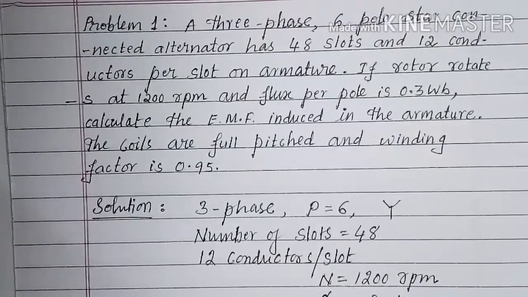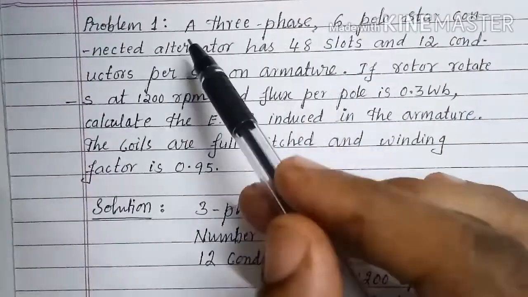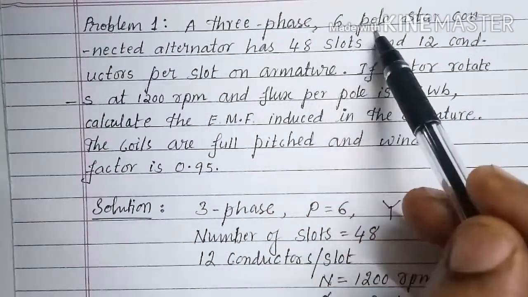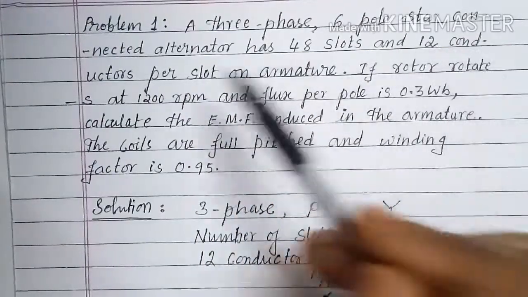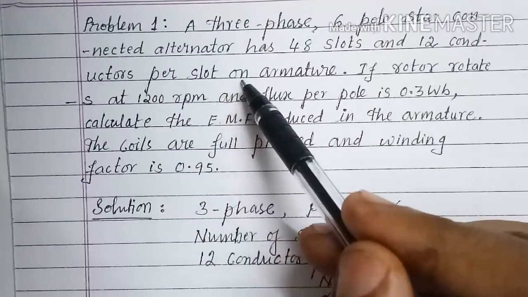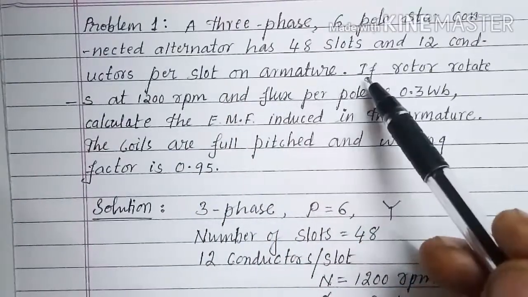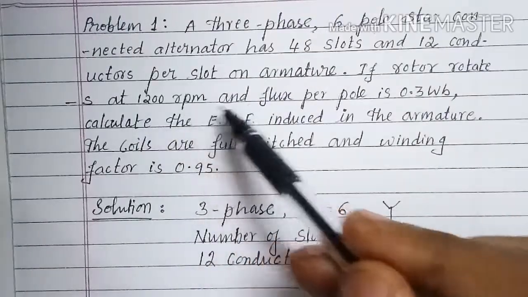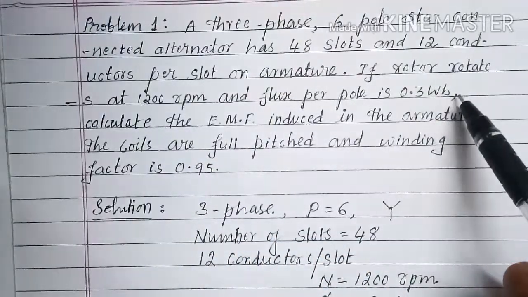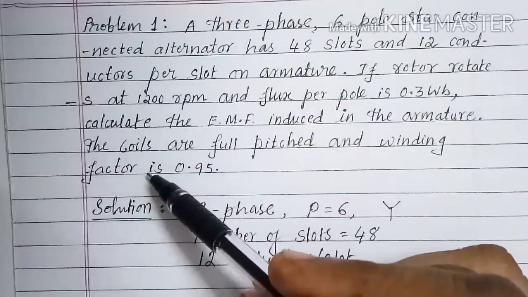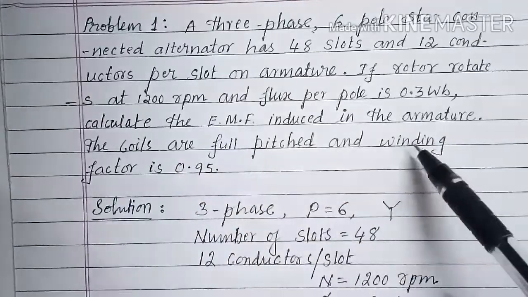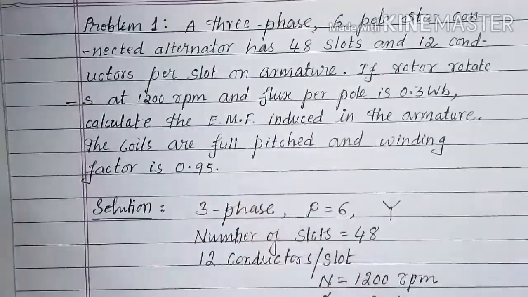Now we will solve problems based on EMF equation of an alternator. Problem number 1. A 3-phase 6-pole star connected alternator has 48 slots and 12 conductors per slot on armature. If rotor rotates at 1200 rpm and flux per pole is 0.3 Weber, calculate the EMF induced in the armature. The coils are full pitched and winding factor is 0.95.